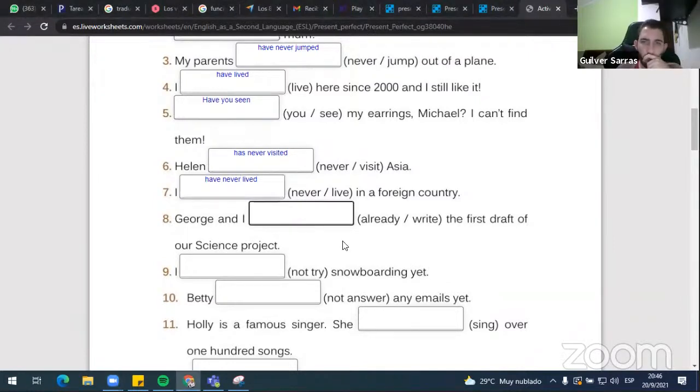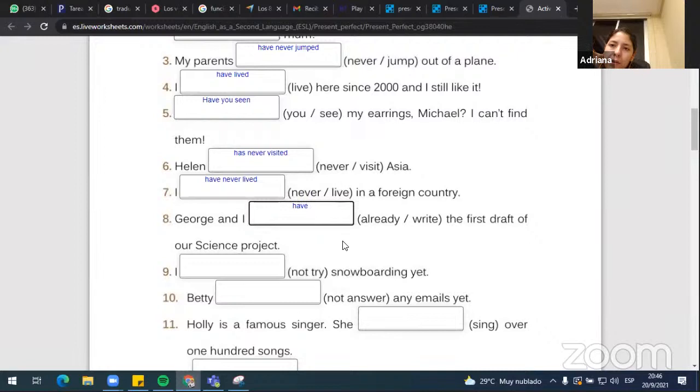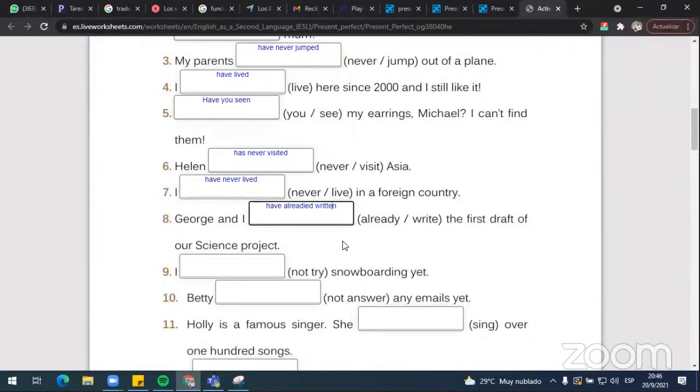George and I have already written the first draft of our science project. Great. I've already written. Written. The first draft, by the way, draft. Okay, great. The first draft. Excellent. Next one.